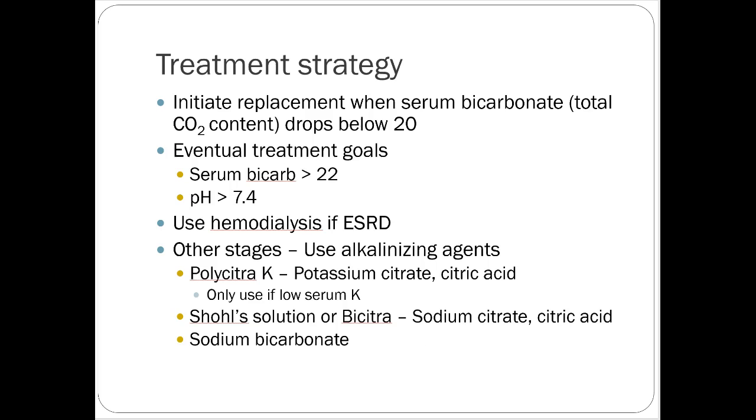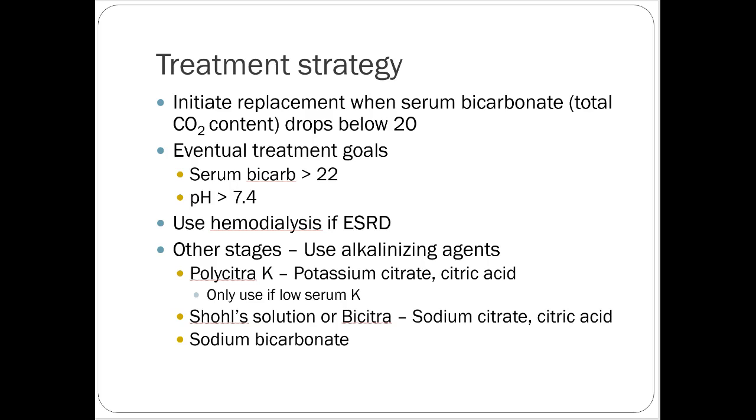So your initial strategy is just to replace the bicarb. And when the CO2 content drops below, remember CO2 and bicarb are the same thing. Sodium bicarbonate, CO2, bicarb, it's all the same thing we're talking about here. And so you really want to target your pH goals. Ultimately, if somebody's end stage, they're going to have to use hemodialysis and replace it just during the dialysis session.